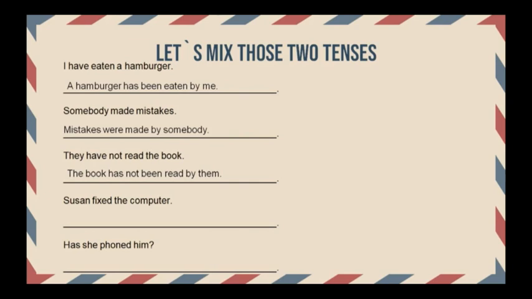Then Susan fixed the computer. Okay, this sentence is in the past simple tense. Okay, Susan is the subject, fixed is a verb, the computer is an object. Then the computer was fixed by Susan. Okay, so the computer was fixed by Susan.